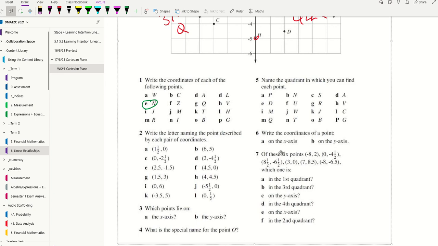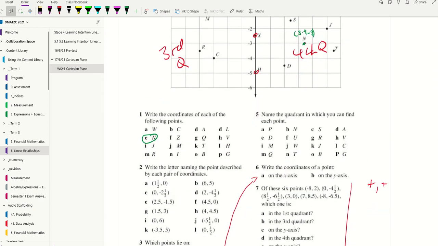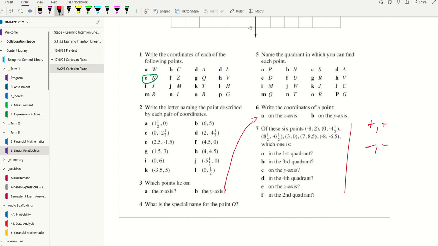Write the coordinates of a point on the x-axis and the y-axis. That's pretty much the same thing here, you're just writing out the coordinates. And now on these ones, just locate them where they're meant to be. Of these 6 points, which one is in the first quadrant, so you're looking for a positive and a positive. Third quadrant would be 1, 2, 3, it's going to be negative and negative. Anyway, you're going to go through all that. I'm going to wipe all that off. Have a go, please.